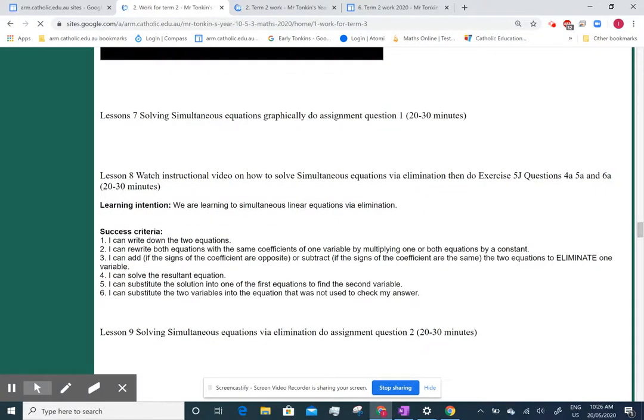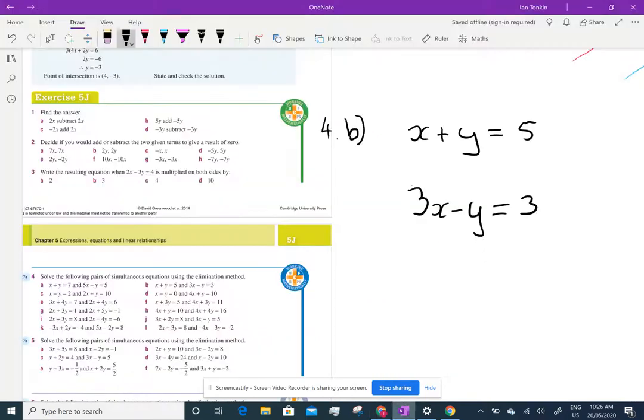Righto. So here they are. First of all, here are our steps. I can write down the two equations. I can rewrite both equations with the same coefficients of one variable. That's what I'm going to do in a minute. I can add the two equations if the signs of the coefficient are opposite, so if one's positive and one's negative, or if the signs of the coefficient are the same, I subtract and that'll eliminate. I can solve the resultant equation, I can substitute the solution to find the second variable, and then I can check my answer.